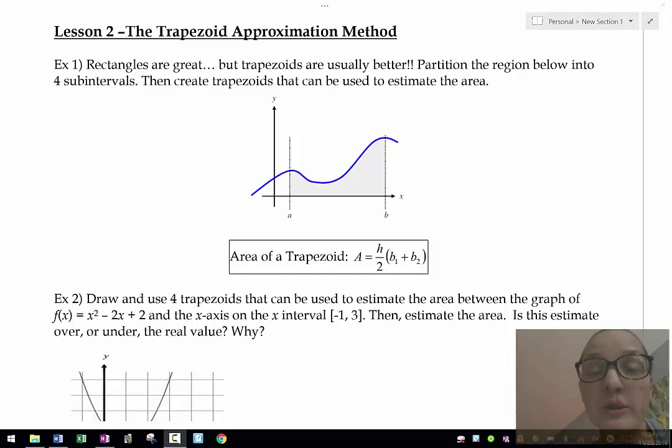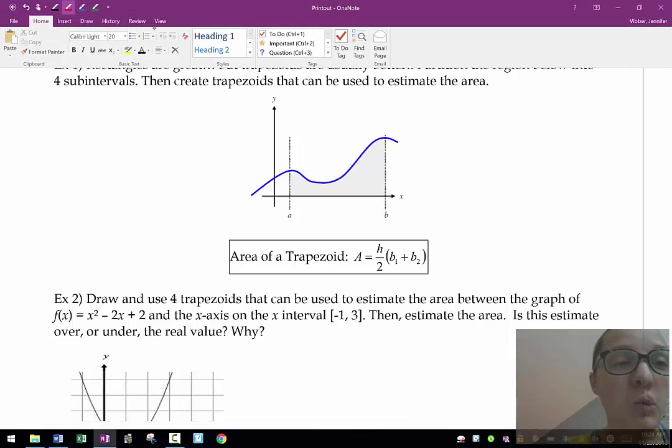All right, welcome to our work on trapezoids today. So this should be pretty quick. We've already done Riemann sums, and that had to do with rectangles. And now we're going to deal with a better approximation method. Well, usually better. That's trapezoids. So this is the trapezoid approximation method. And if I want to partition a region and use trapezoids, you will see how nicely this works.